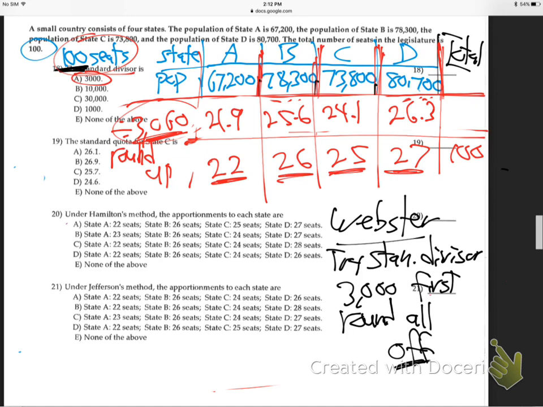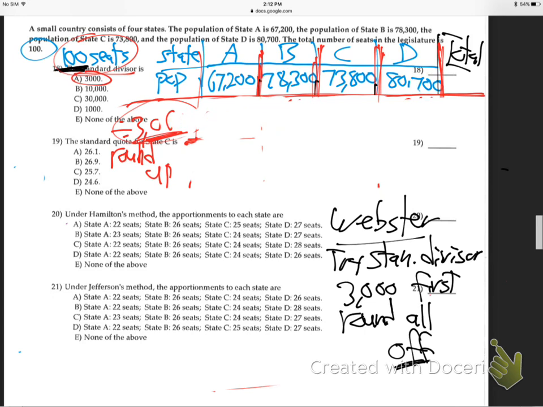Whereas with Adams and Jefferson, we go higher right away or lower right away. Don't we? We never even use 3,000. We never use the original for Jefferson or Adams. Everybody with me on that? Jefferson, it's always lower. Adams, it's always higher. You never use the original. Webster's, you go ahead and give the original a try, and it usually works right there, because Webster is much nicer.